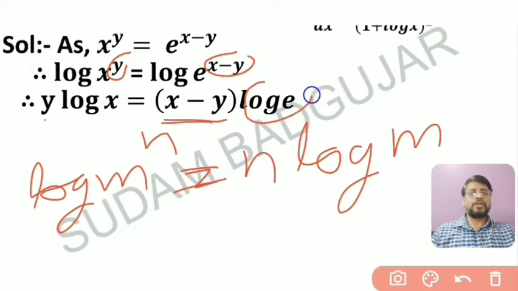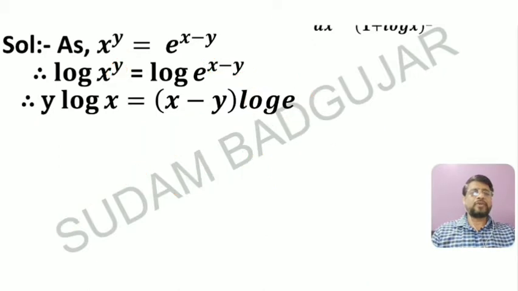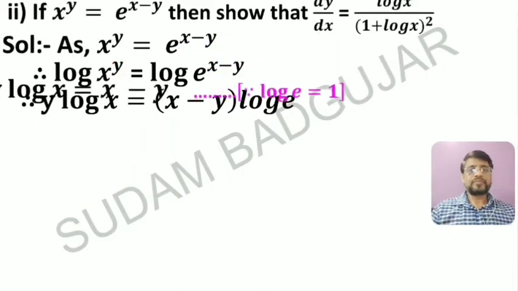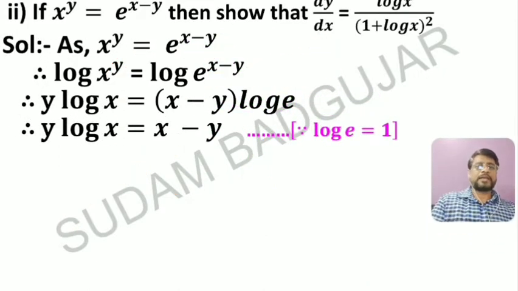What is log e? Log e is 1. So it's a very simple form. It becomes y log x minus y. What is log e? It becomes 1. So you have to differentiate as it is, or you can convert it into explicit form.